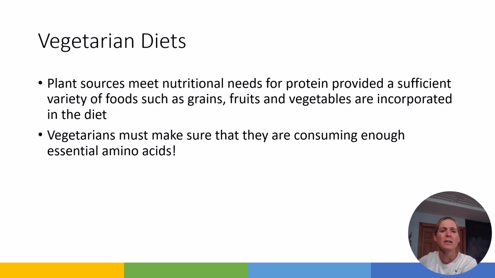So we think about vegetarian diets. Is it possible that we get enough protein? Absolutely. You can absolutely get protein from plant products. However, if you are a vegetarian or decide to become vegetarian, it's really important that you educate yourself on how we can get the sufficient amino acids that we need. Okay, so plant sources meet nutritional needs for protein, provided that we're giving ourselves sufficient variety of those foods. Fruits and vegetables are also incorporated into that diet.